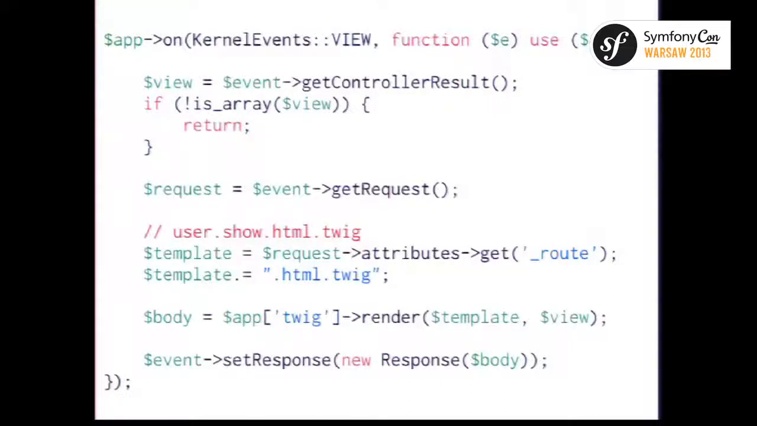Now, if we combine this, for example, with those RAD resource controllers with routes we mentioned earlier, we could do it based on the route name and use the route name of the current request to form the template name and render the template. Not really something to do, but I like how quick and easy it is to be able to do this with Silex.